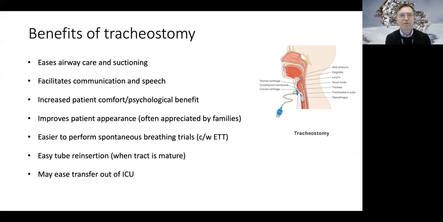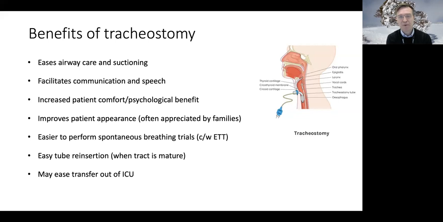So some of the other benefits to recap: it certainly facilitates effective secretion management and airway care. We find our very supportive speech therapists can make communication so much more straightforward for these patients as well. Patients feel a great deal more comfortable. And I think it's easy sometimes as clinicians to underestimate the huge benefits of a psychological nature. The patients feel and can see that they're making progress, as can their families.